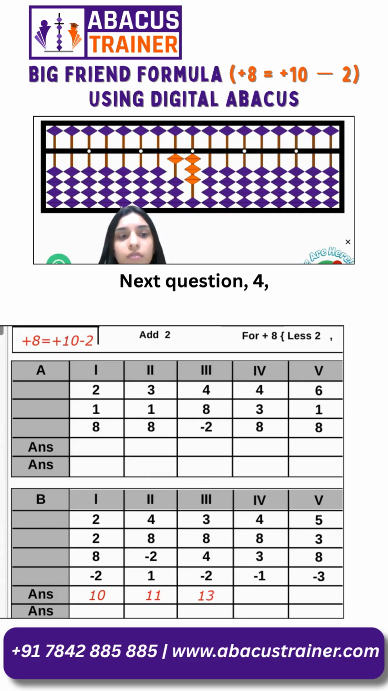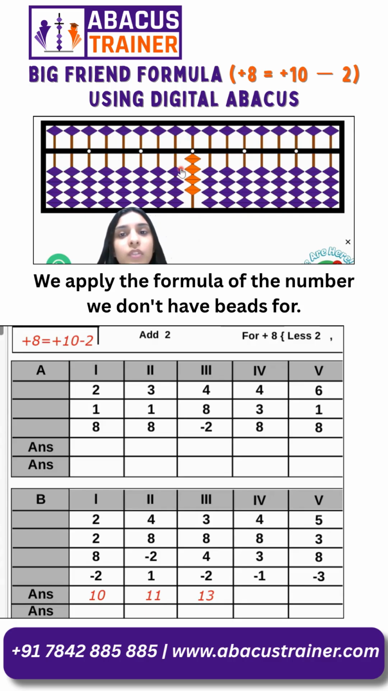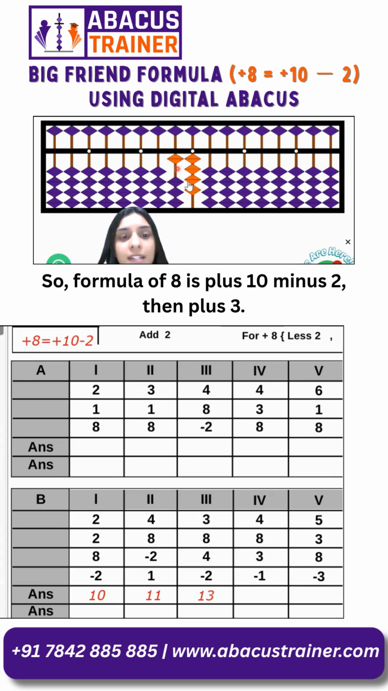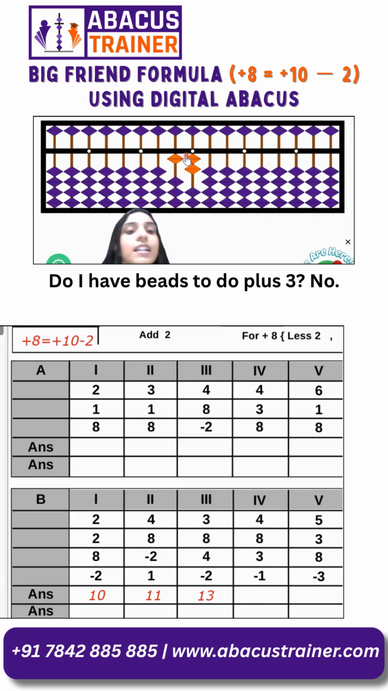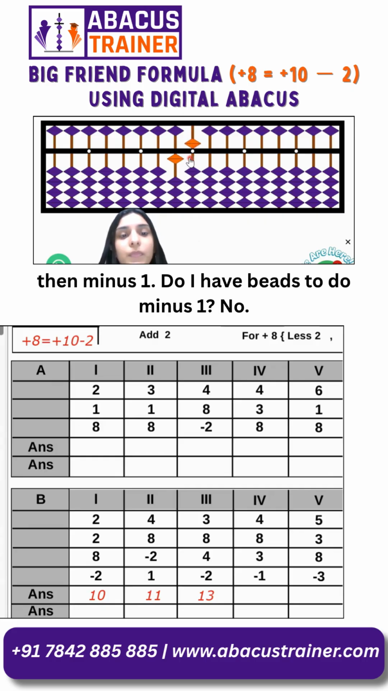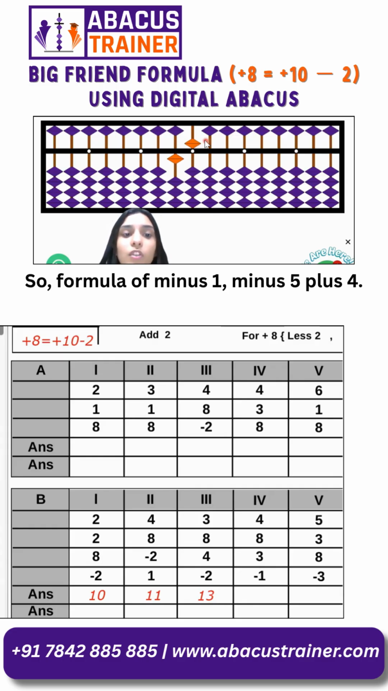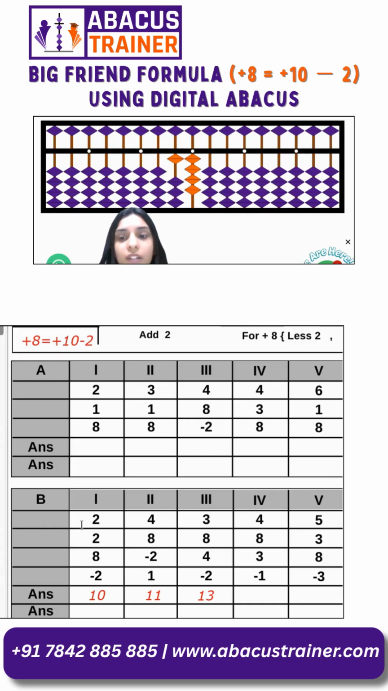Next question. 4 plus 8. Can I do 8? No. So when we don't have beats, what do we do? We apply the formula of the number we don't have beats for. So formula of 8 is plus 10 minus 2, then plus 3. Do I have beats to do plus 3? No. So formula of 3 plus 5 minus 2. Then minus 1. Do I have beats to do minus 1? No. So formula of minus 1 minus 5 plus 4. My answer is 14.